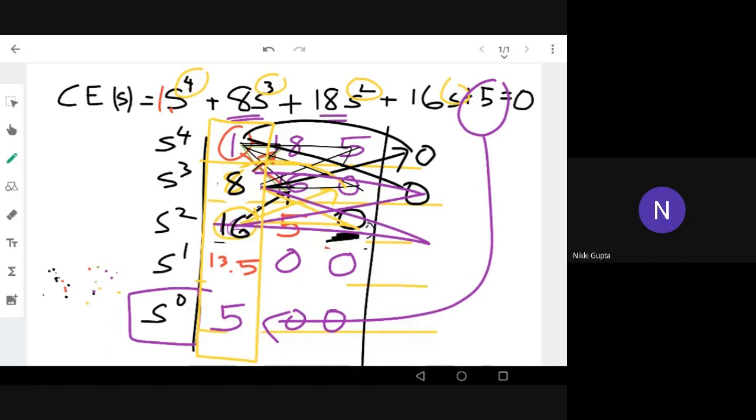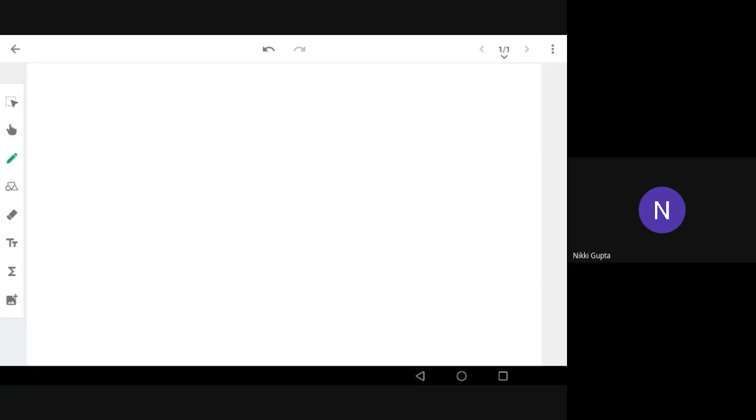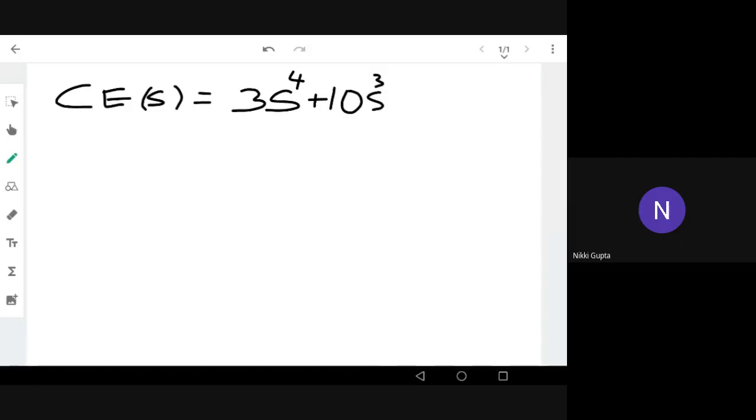Now let's take an example of another system. Any doubts you can ask? I think at least the procedure is clear. The characteristic equation of this system is 3s raised to 4 plus 10s cube plus 5s square plus 5s plus 2 equal to 0.